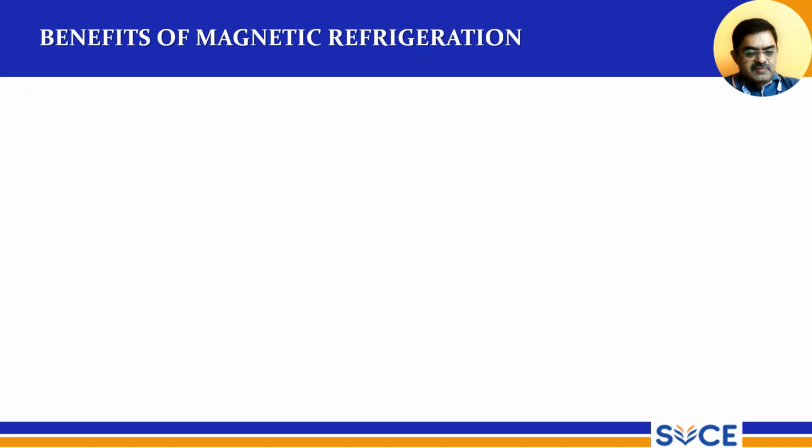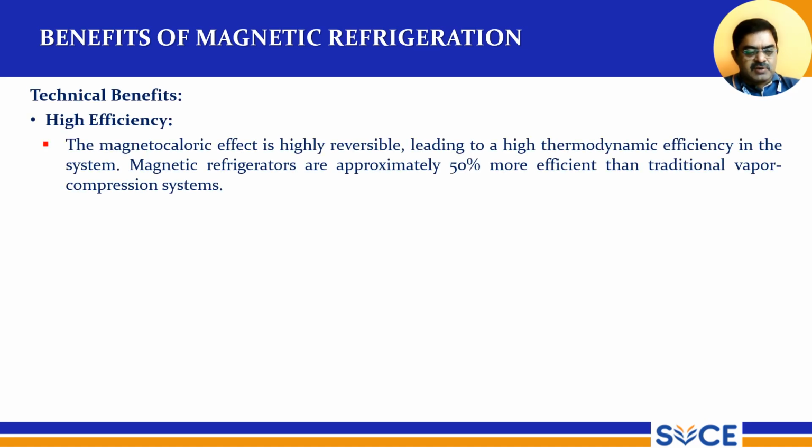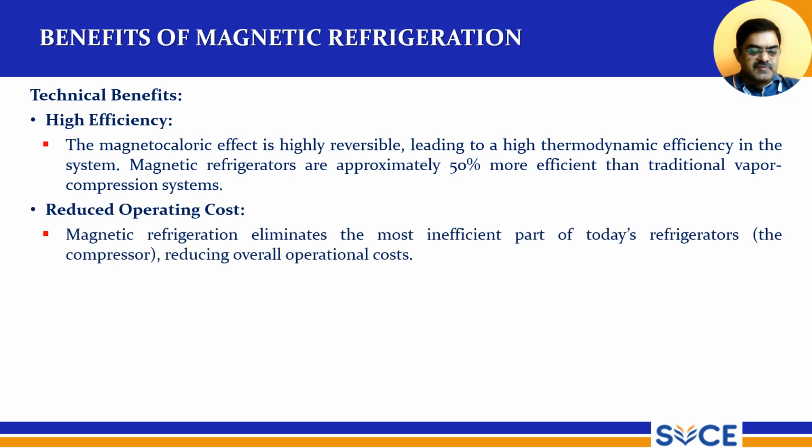So benefits of magnetic refrigeration systems. Technical benefits: high efficiency. The magnetocaloric effect is highly reversible, leading to a high thermodynamic efficiency in the system. So magnetic refrigerators are approximately 50% more efficient than traditional vapor compression systems. Reduced operating cost: magnetic refrigeration eliminates the most inefficient part of today's refrigerators, the compressor, reducing overall operating cost. So here there is no compressor involved, that's why it reduces the operating cost.